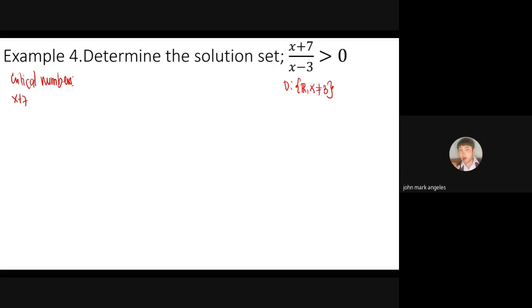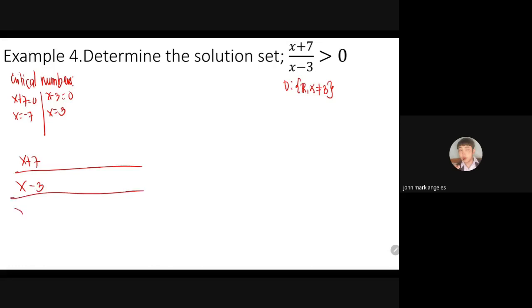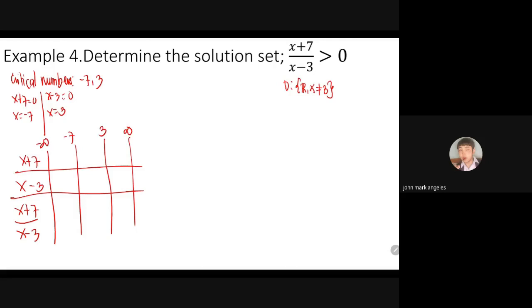Okay? So, let's make it fast kasi nasa waiting room na yung next na section. So, x plus 7, x is equal to negative 7. Yung isa naman ay x minus 3 equals 0. X is equal to positive 3. So, table tayo. We have x plus 7, x minus 3, and then x plus 7 over x minus 3, yung kabuuan. Ang critical numbers are negative 7 and 3. So this is negative 7, this is 3. Negative infinity to positive infinity.